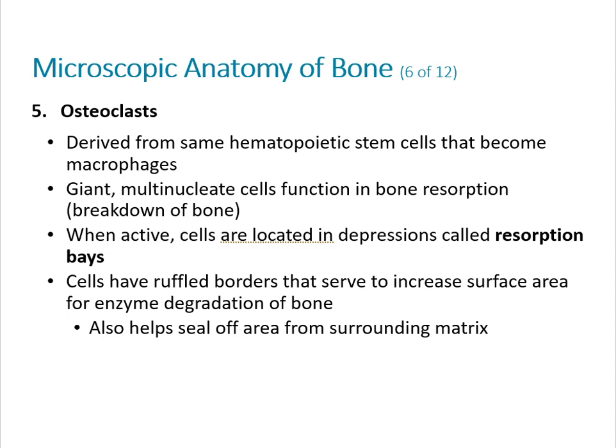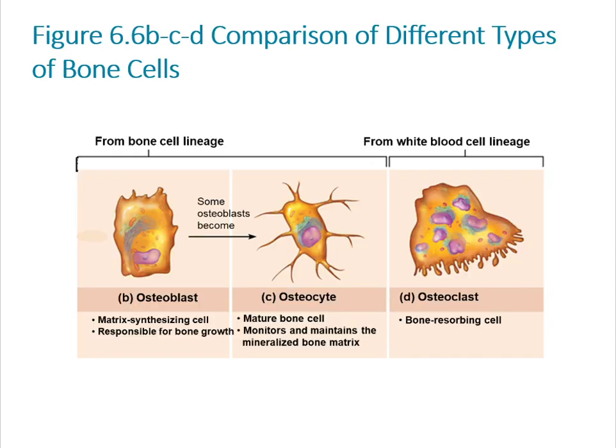They actually have a ruffled area, which is really just to serve as an increased surface area space for enzyme release for increased degradation of bone. But that area with the ruffled border and where they actually indent on bone, kind of local depressions, that's called a resorption bay. They also, when they're done, help seal off the area from the surrounding matrix so it doesn't continue breaking down. So here's just a quick review. We can see an osteoblast, which can mature into an osteocyte, and they both share a different lineage in cell formation from the osteoclast, which comes from white blood cell lineage.